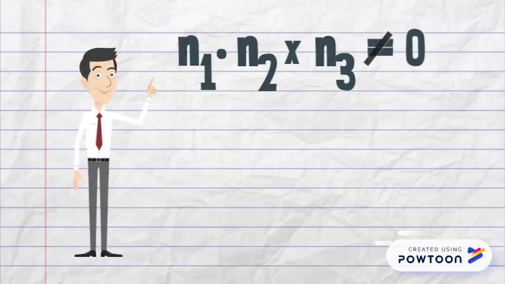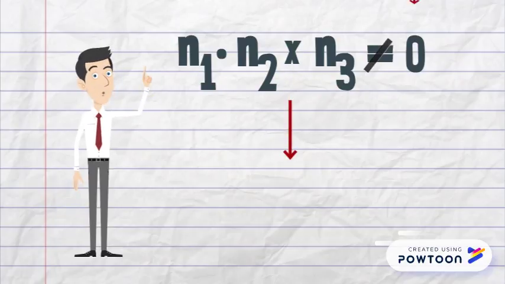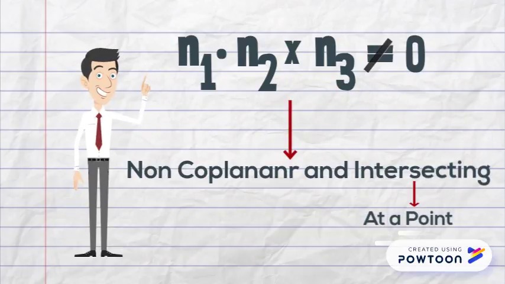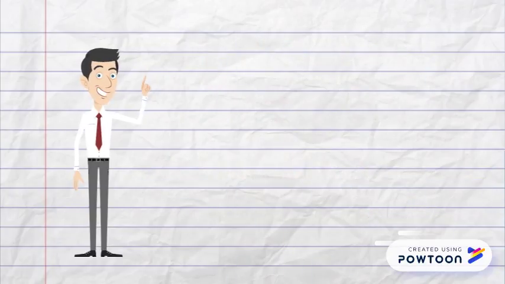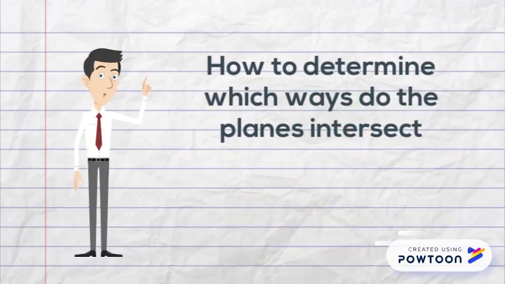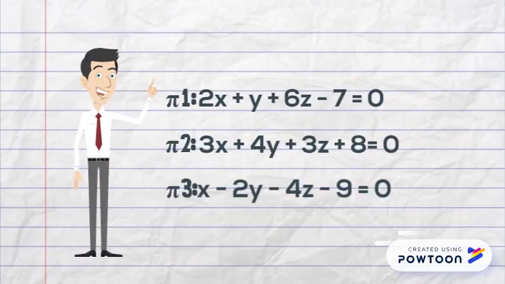On the other hand, if the volume test does not equal 0, it means the normal vectors of the planes are not coplanar and the planes are intersecting at a point. In the next few slides, I will show you how to determine which way the planes intersect and how to solve the question. Over here, we have 3 scalar equations of a plane.